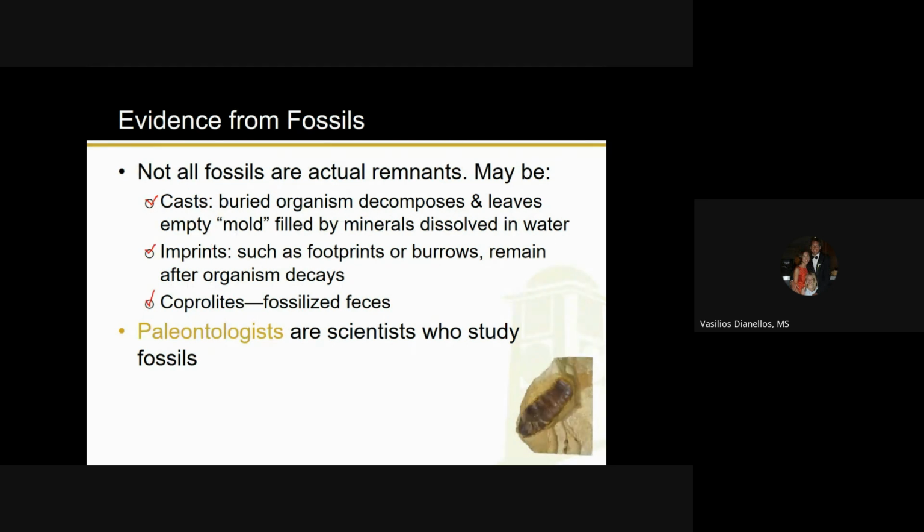But anyway, that brings us to an imprint. An imprint is something like a footprint or maybe a hole that they dug, right? So it just shows something that the animal did while they were alive, basically. So it's not the animal itself, or the plant for that matter. It's just something that they did. And then the last one is coprolites, which I find interesting. It's fossilized poop, basically.